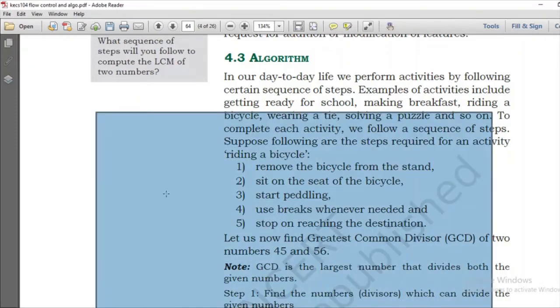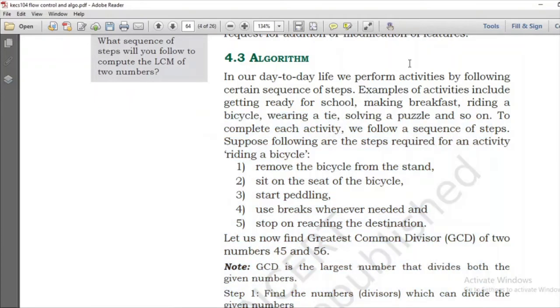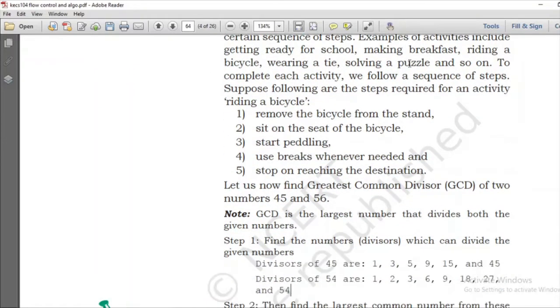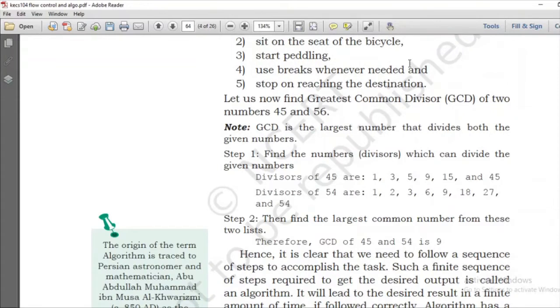So this is how algorithms work. Now here is another example for finding GCD. GCD is greatest common divisor. What is GCD? It is the largest number that divides both the given numbers. So here we are finding the GCD of 45 and 56.